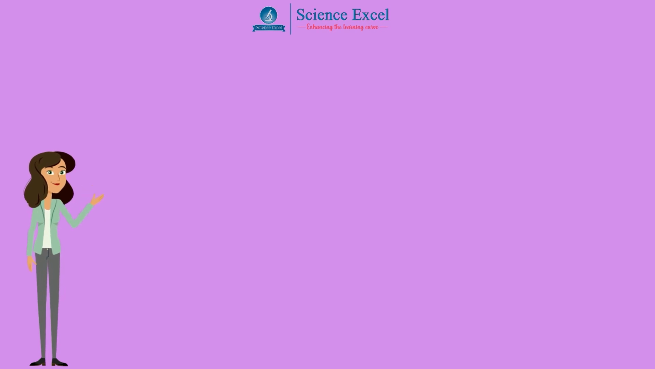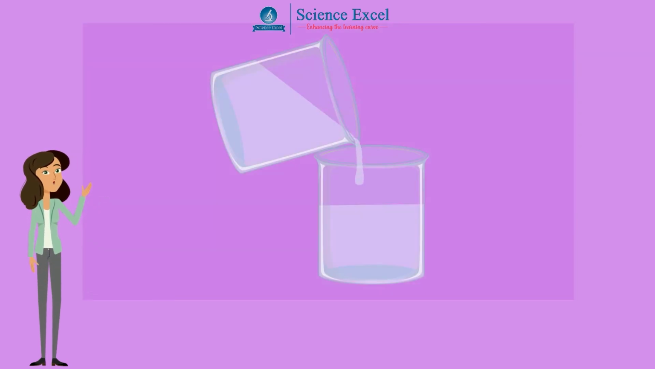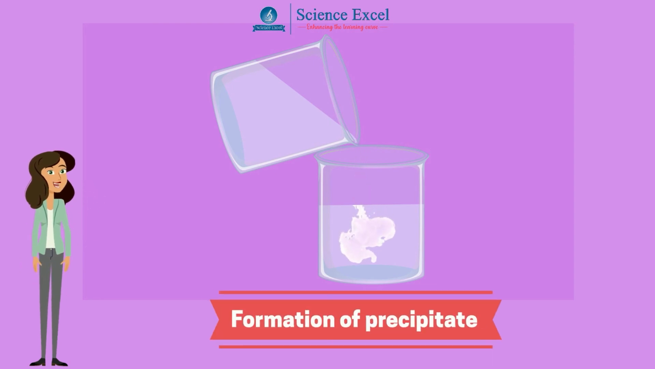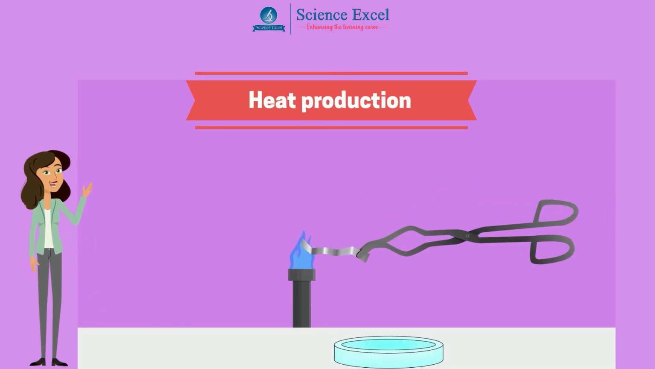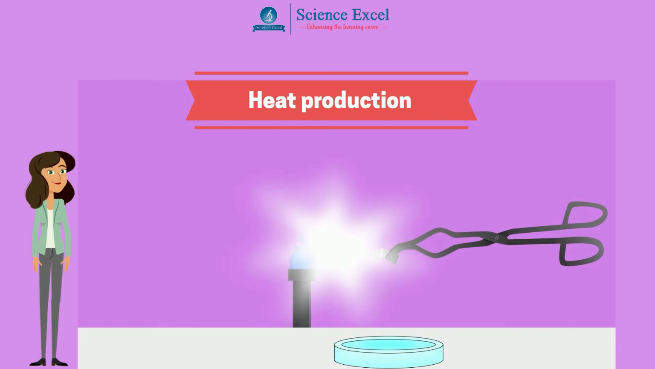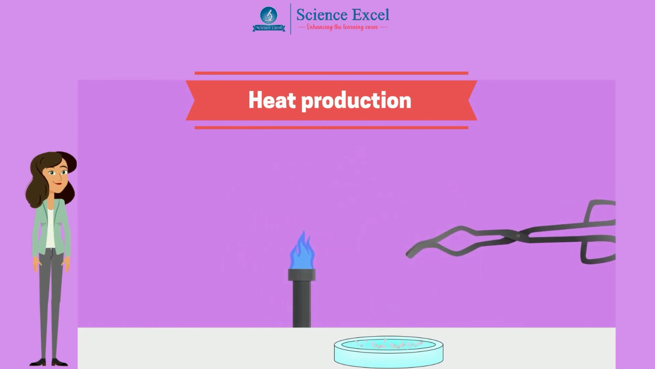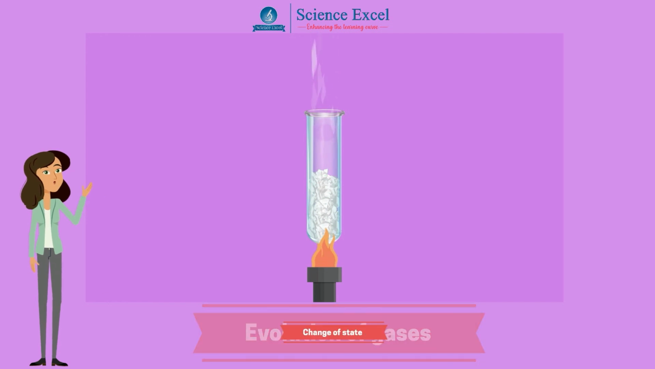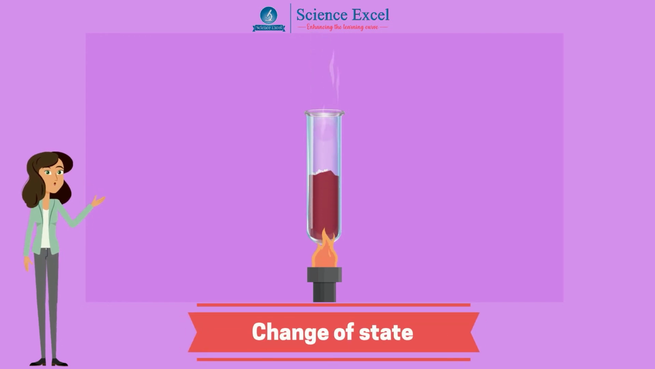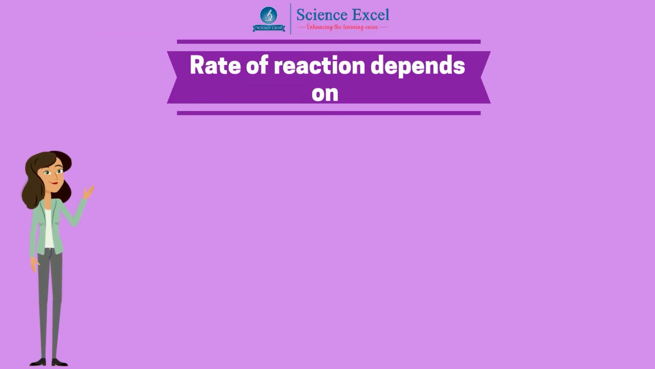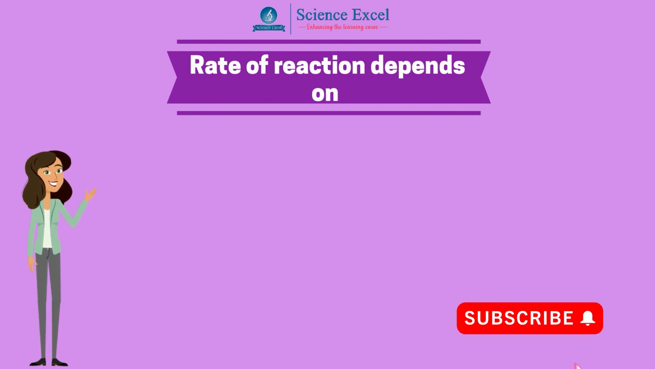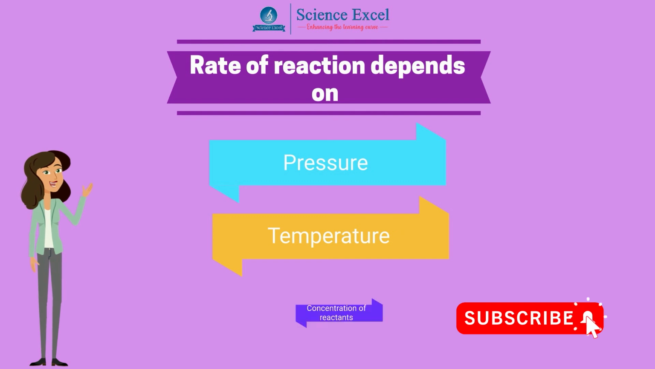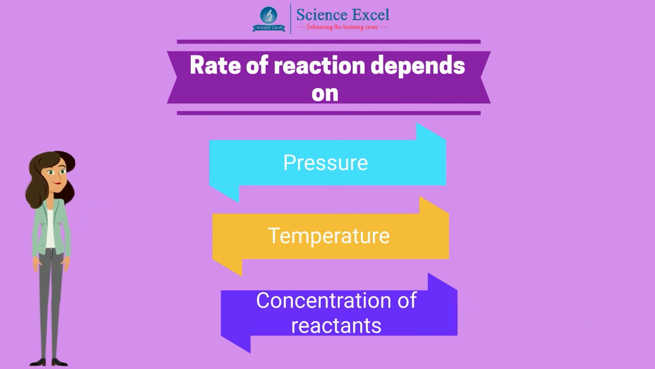In a chemical reaction, a chemical change must occur which is generally observed with changes like formation of precipitates, heat production, color change, evolution of gases, change of state, etc. The rate of reaction depends on and is affected by factors like pressure, temperature, concentration of reactants, etc.